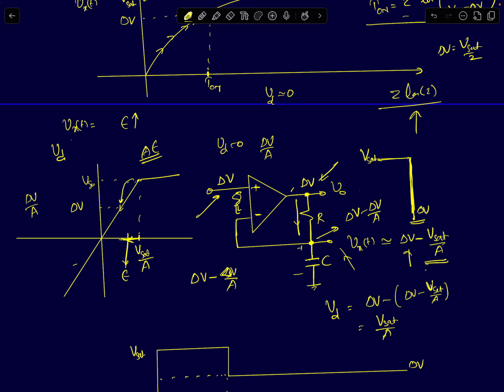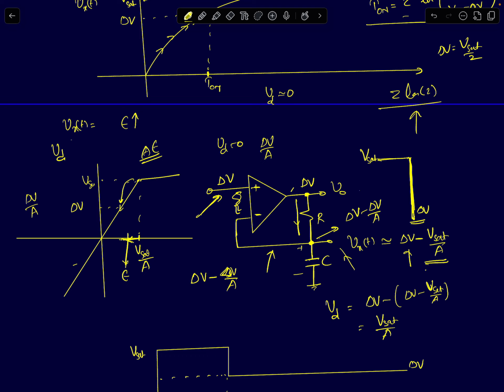Now if I let A tend to infinity, that's it. You will get the steady state operating point. If you let A tend to infinity, all the nodes, the input node, the inverting terminal node, and the output node will all come to delta V volts. And that will happen instantaneously.